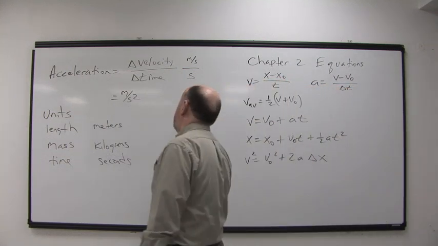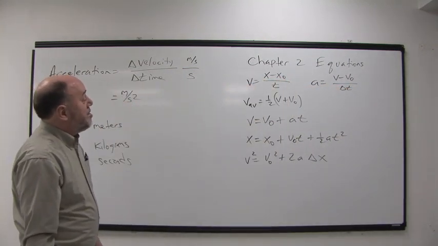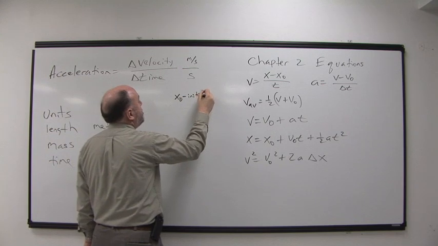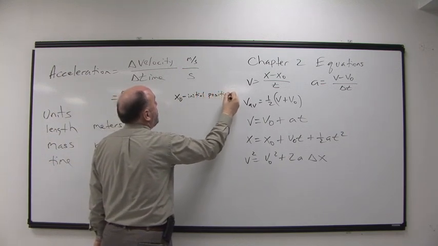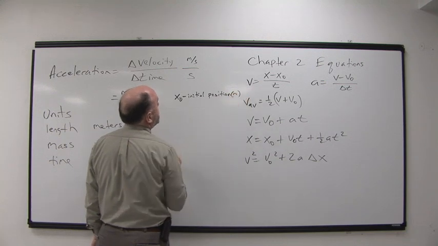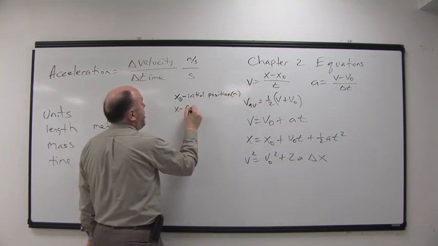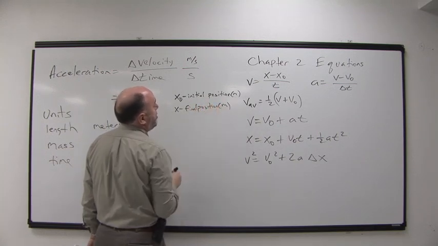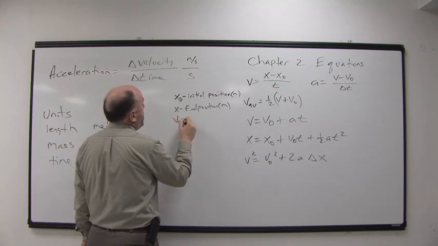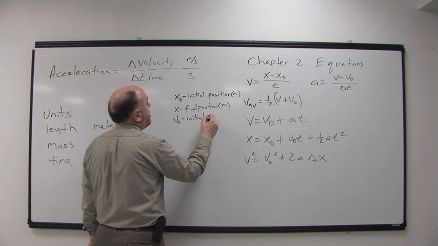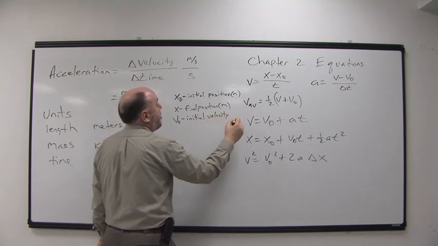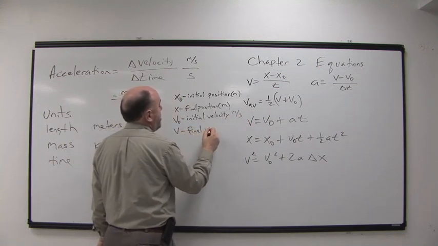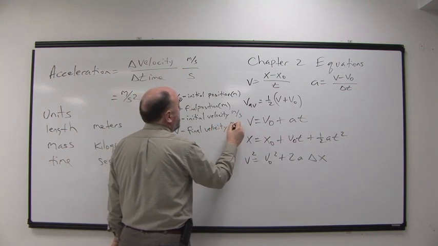Right? So in terms of all those equations, you have that x naught represents the initial position, which will be in meters. x then is the final position, which will also be in meters. v naught is the initial velocity, which will be in meters per second. v is the final velocity, which is also in meters per second.